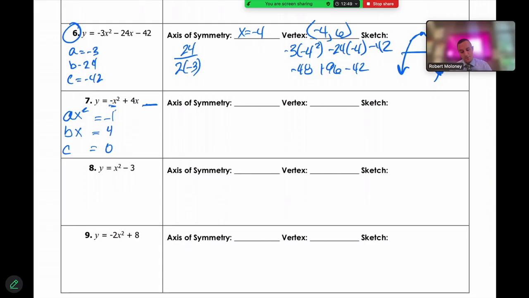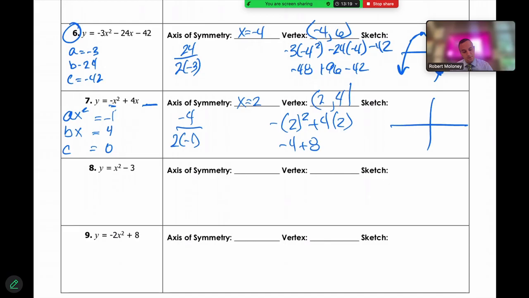Okay, so I'm going to work my problem through. The opposite of b is negative 4 divided by 2 times negative 1. So I've got negative 4 divided by negative 2, which is positive 2. So I'm going to plug into my equation. Negative 1 times 2 squared plus 4 times 2. So negative 4 plus 8 gives me 4 as my y and a 2 for my x. And then I can sketch that real fast. 2 to the right, 4 up, puts me somewhere right around here. It's a negative a, so it's going to come down.